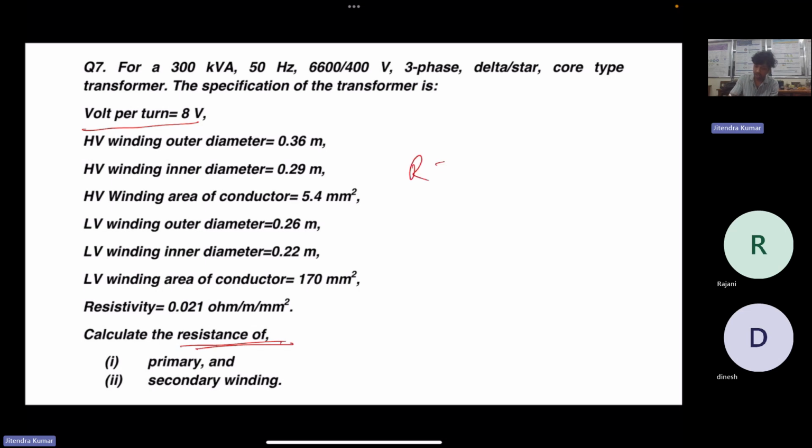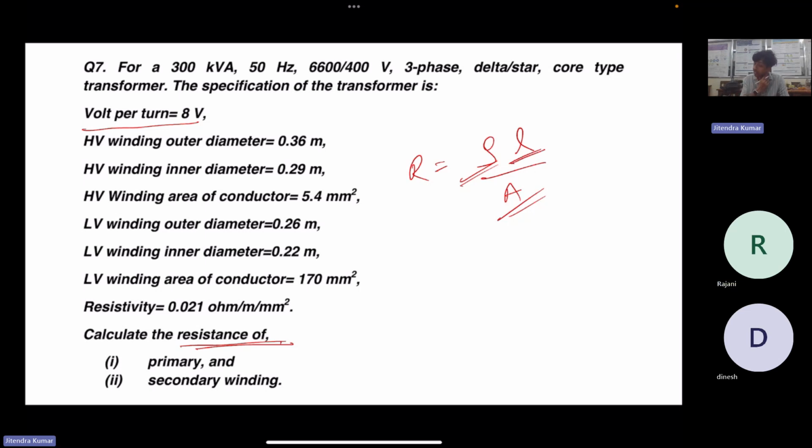For resistance, you need resistivity, length, and area. Area you are given, resistivity you are given. The length you just need to calculate. So how will you calculate the length there? Rho L by A. No, the length you have to calculate.